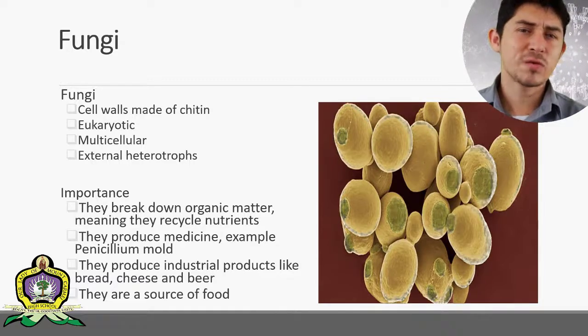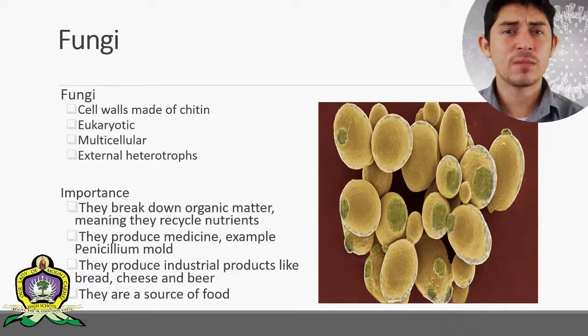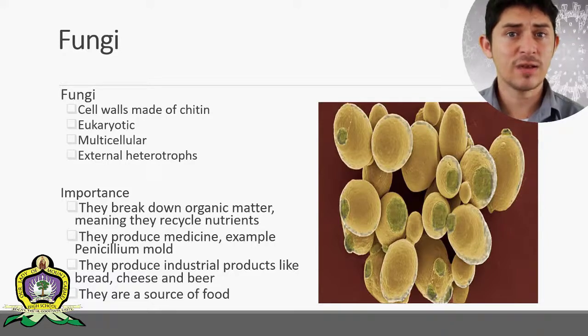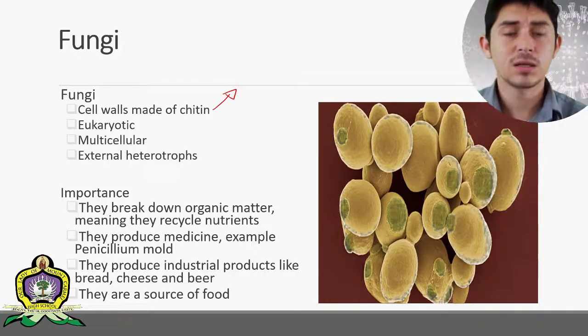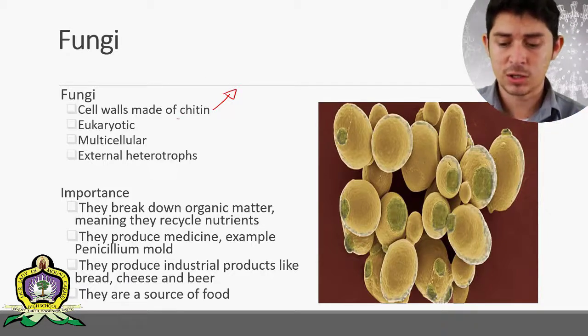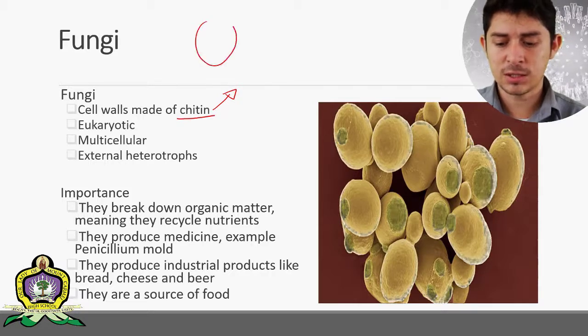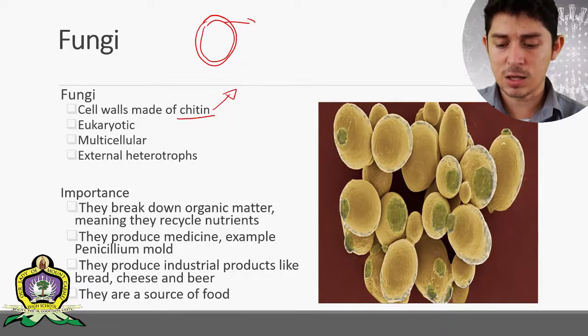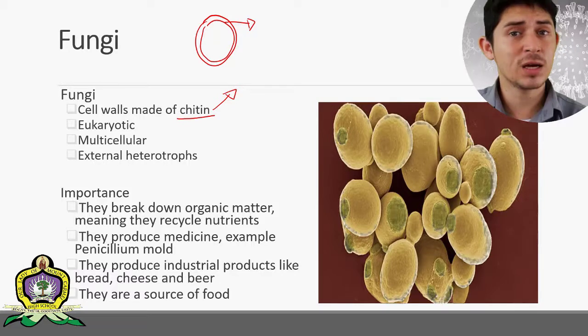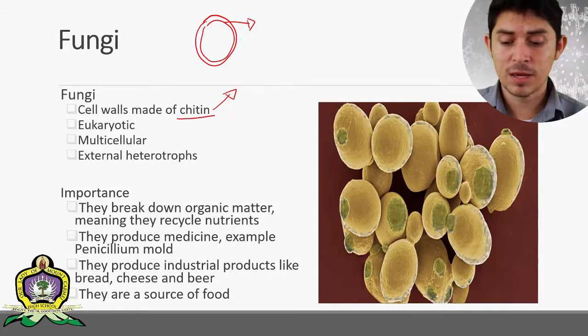Moving into one of the most fascinating kingdoms, let us talk about fungi. It is a kingdom of life, and the characteristics are the following. Fungi have cell walls made out of chitin, as you can see here. Let us say this is a fungal cell. It has a cell wall, but the cell wall is different from that of the bacteria, and it is different from the plant cell wall because this cell wall is made out of chitin.